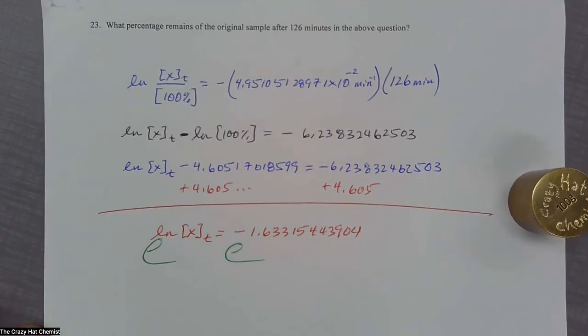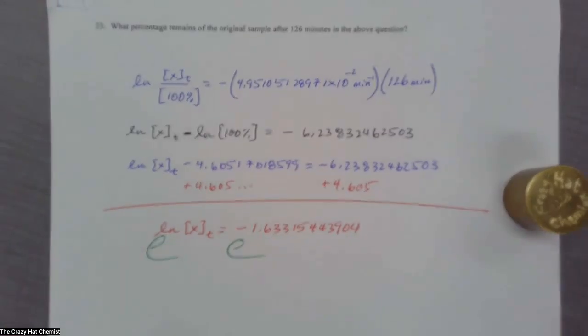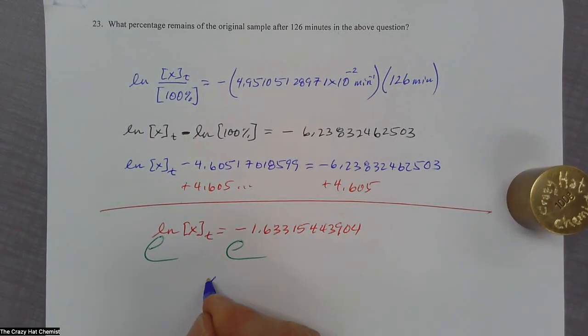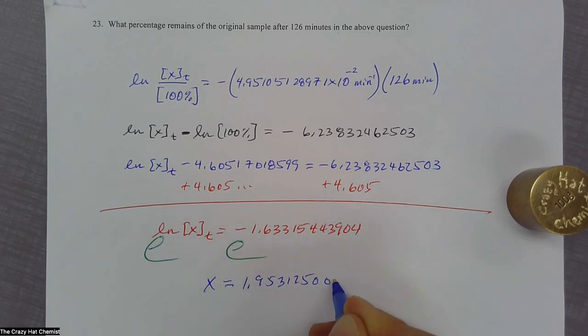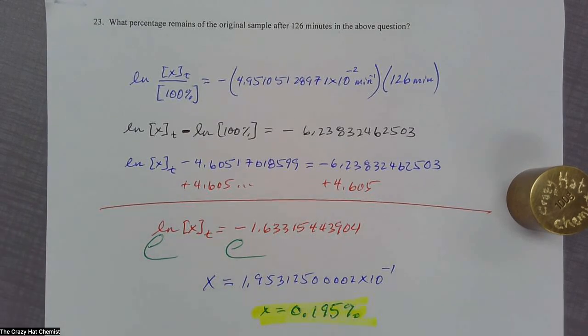Focus, hocus pocus. There we go. X is equal to 1.95312500002 times 10 to the negative 1. And well, this is actually a percentage already, and that would be x is equal to 0.195%. Look at that. It is the same number that we calculated in the previous problem. So hopefully that is rockin' solid.